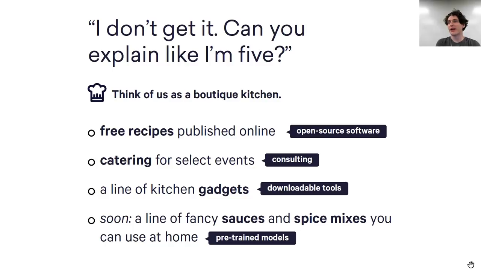So the explain-it-like-I'm-five version, which I guess is also the explain-it-like-I'm-senior-management version, is that we give an analogy. It's kind of like a boutique kitchen. The free recipes we publish online are like the open source software, so that's spaCy, Thinc, etc. At the start of the company, especially, we were doing consulting, which I'm happy to say we've been able to wind down over the last 6 months and focus on our products. Then we also focus on a line of kitchen gadgets, which is things like Prodigy. These are downloadable tools to use alongside the open source software. And soon we'll have premium ingredients, which are the pre-trained models.